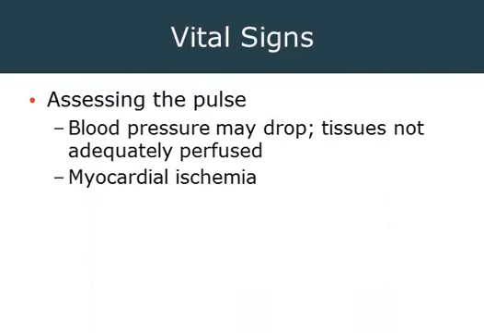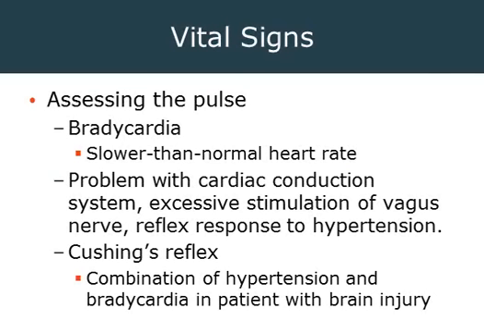So additionally, as we're assessing the pulse, blood pressure might drop, and the tissues might not be adequately perfused. You see this, say, in MIs and congestive failure, particularly those that are headed towards cardiogenic shock. We also need to take a moment and look at the bradycardic side of things, where we have a slower than normal heart rate. And this too can cause inadequate tissue perfusion, simply because it's so slow, it's not getting nearly enough blood moved. So we have this slower than normal heart rate.